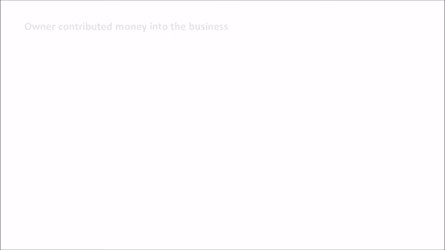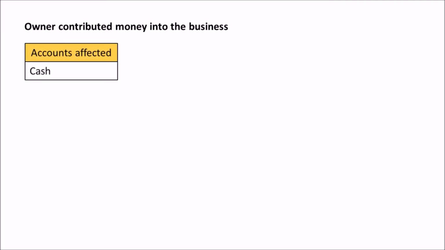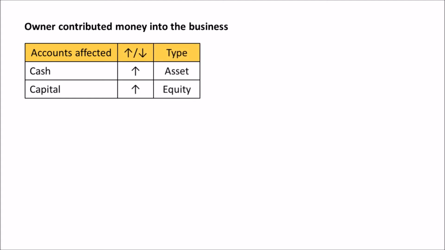First, the owner contributed money into the business. What accounts are affected? Cash is clearly one of them. Then, what's the other? Is this an internal financing or an external financing? I hope you recognize this as an internal financing, as it is the owner who contributed money into the business. So capital is the second account that is affected. Both accounts have increased. Cash is an asset, and capital is one component of equity.